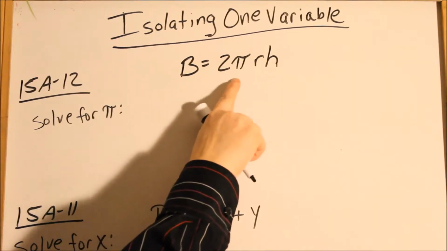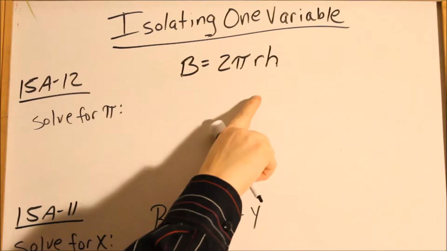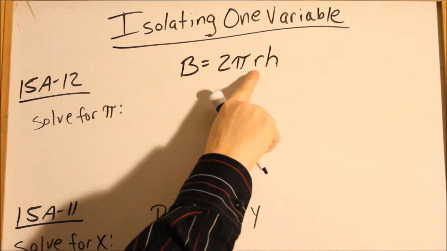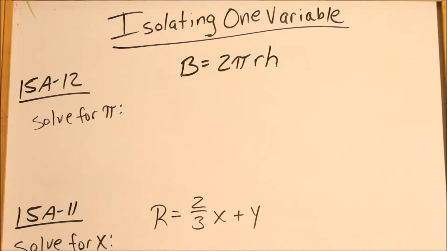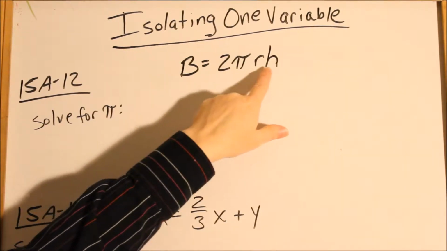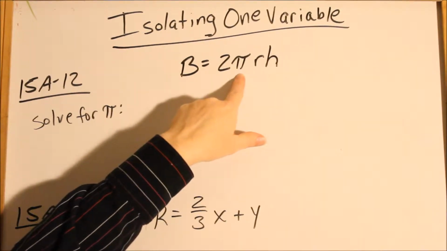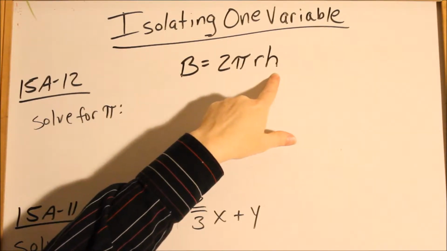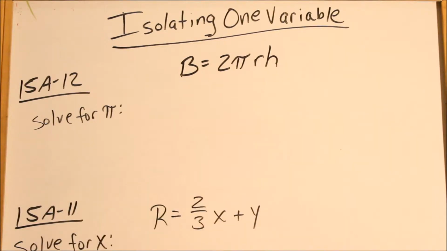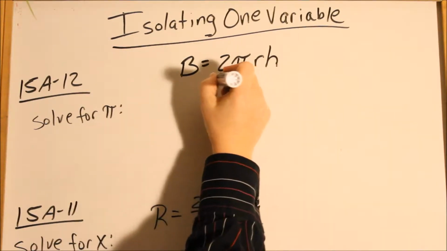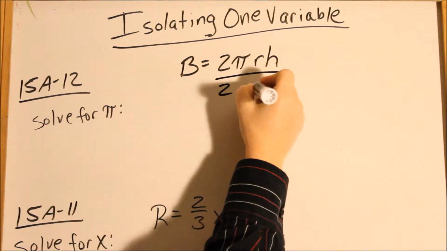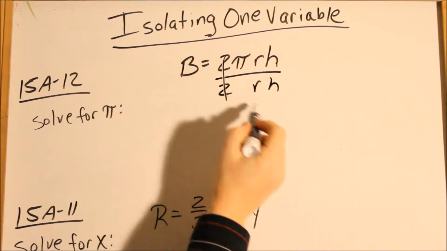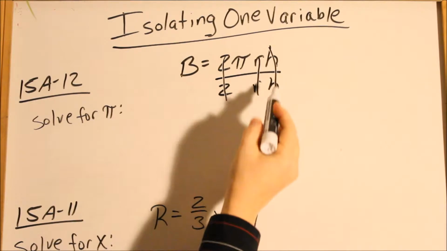So when you have 2 pi r h, what operation is being implied? Multiplication. 2 times pi times r times h. So we need to get rid of the 2, the r, and the h in order for pi to be all by itself. Well, if all of these things are being multiplied, you need to do exactly the opposite to get rid of them. The opposite of multiplication is division. So we divide by 2, we divide by r, we divide by h. So you can see the 2's cancel, the r's cancel, the h's cancel.